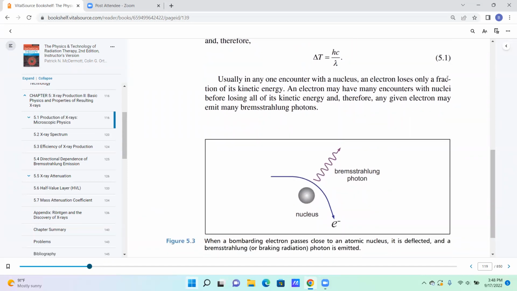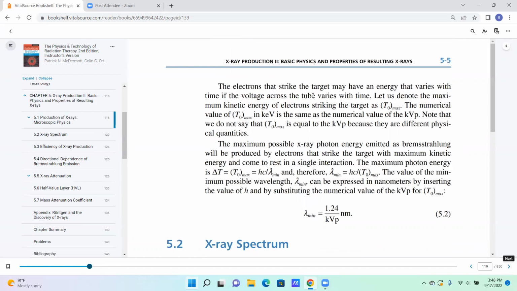Usually in any one encounter with a nucleus, an electron loses only a fraction of the energy. It may have other encounters with nuclei before losing all of its kinetic energy, and therefore any given electron may emit many bremsstrahlung photons. So it's not just a one-time deal in most cases. The electrons that strike the target may have an energy that varies with time if the voltage across the tube varies with time. So let us denote the maximum kinetic energy of the electron striking the target as T naught max. The numerical value of T naught max in keV is the same as the numerical value of the kilovolts peak.